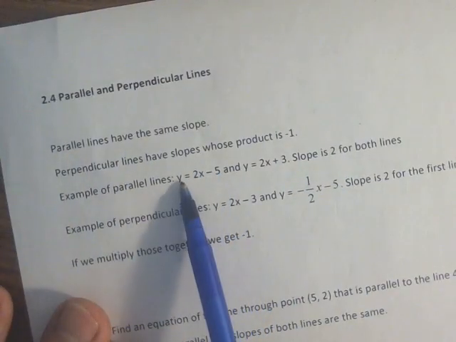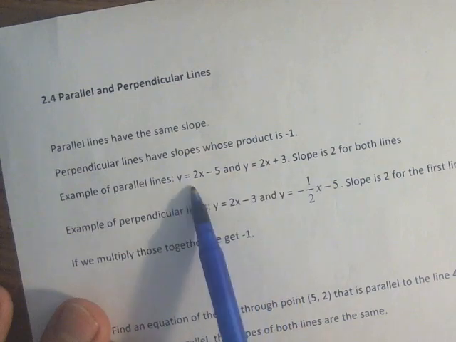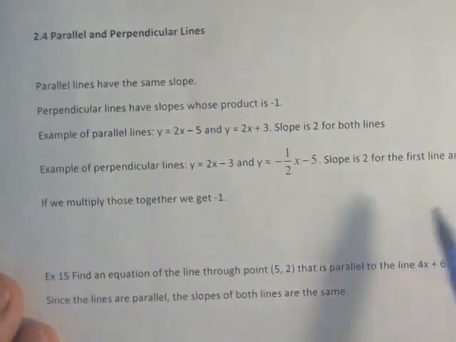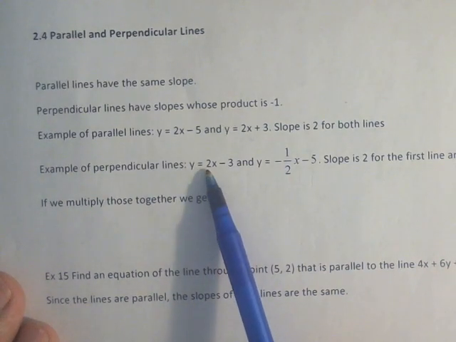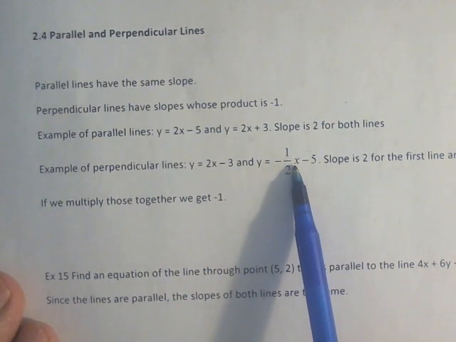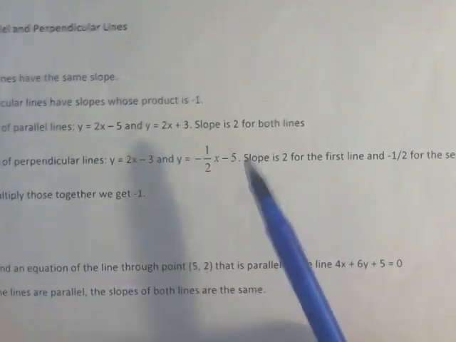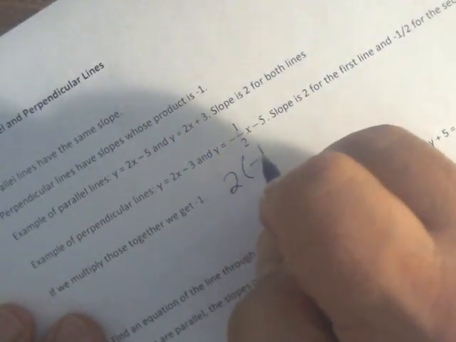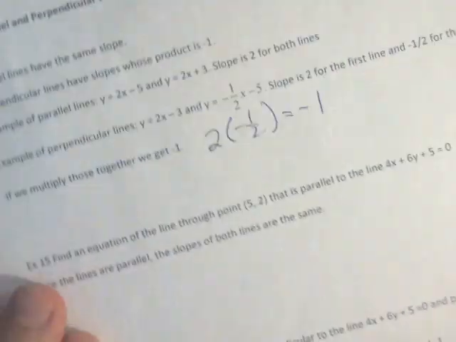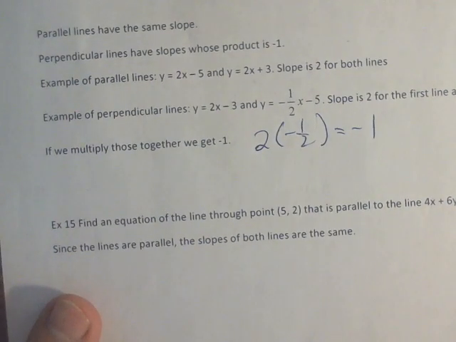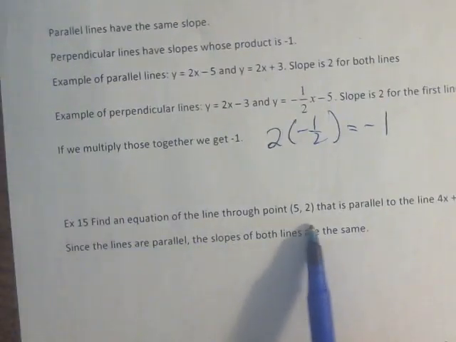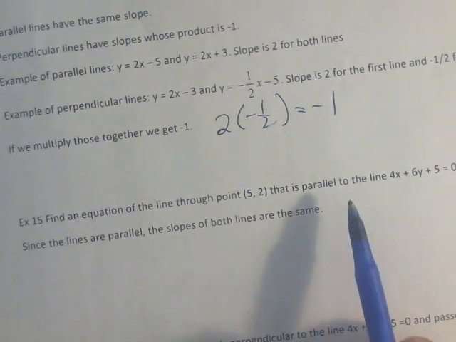So an example of a parallel line would be these two. They both have the slope of 2, so the lines are parallel. Perpendicular lines: this one has a slope of 2, and this one is negative 1/2. So our slope for one line is 2, the other one is negative 1/2. If I take 2 times negative 1/2, I get negative 1, that tells us they're perpendicular.